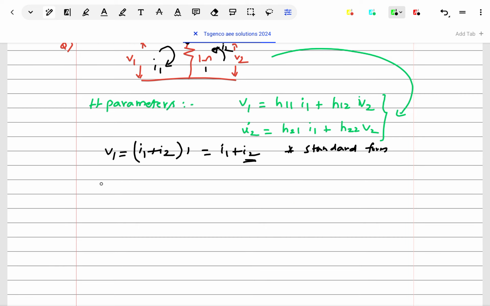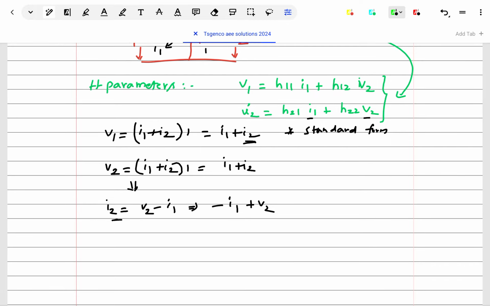Similarly, you can write V2. V2 is also the same thing. V2 is nothing but the current I1 plus I2, both flowing in the 1 ohm resistor, which equals I1 plus I2 only. So we have two equations. First of all, instead of I2, from this equation I2 is nothing but V2 minus I1, or simply minus I1 plus V2. This equation matches the standard form, because I1 is there and V2 is there. So this will be the standard form.